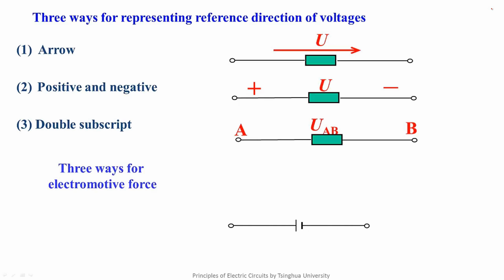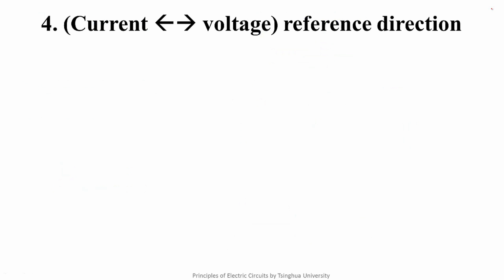And then let's review 3 ways for representing the electromotive force. Remind its definition is different from the voltage. According to the definition of the electromotive force, we know the potential is increasing in the direction of the arrow. If it is represented by positive or negative, the potential of positive terminal is E higher than that of the negative terminal. If it's represented by double subscript, it increases from potential B to A is EBA. So you need to compare the difference between the ways for representing the voltage and the electromotive force.